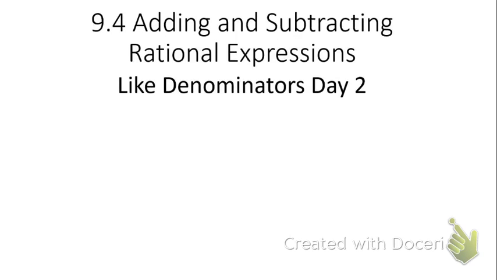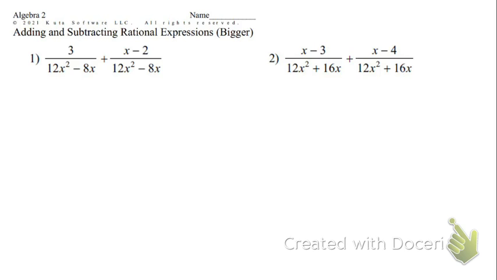All right, day 2. Adding and subtracting rational expressions, same denominator. So not that big of an issue. These are just going to be a little bit bigger, a little bit more difficult. So starting with the addition ones, this is my denominator, 12x squared minus 8x. They both have it. Just copy it down.